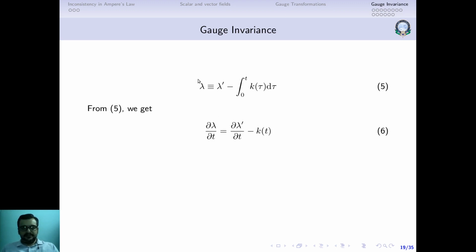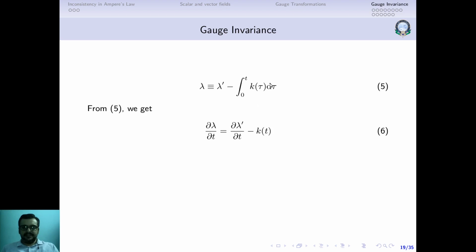So from equation number 5, what will happen if I differentiate this with respect to time? Dou lambda by dou t is equal to dou lambda prime by dou t minus dou by dou t of this quantity. Now you see that k is a function which depends only on time. So I have integrated this k, and then I am trying to differentiate this with respect to t.